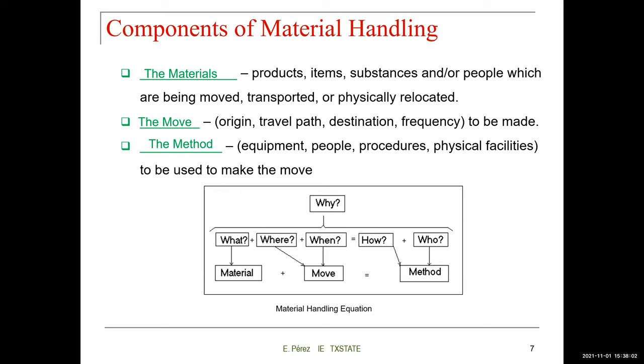So again, we have to answer these questions. What is the material, where and when has to be moved, and how and who, which is gonna be our method.